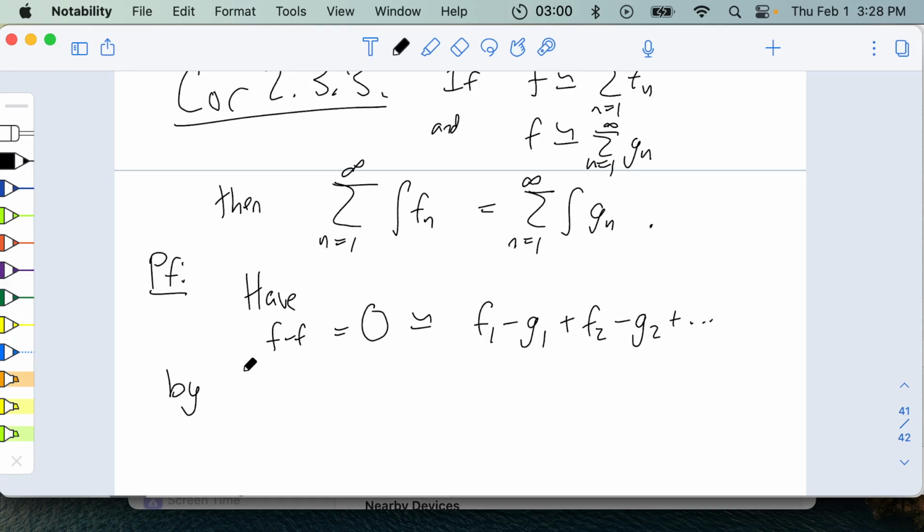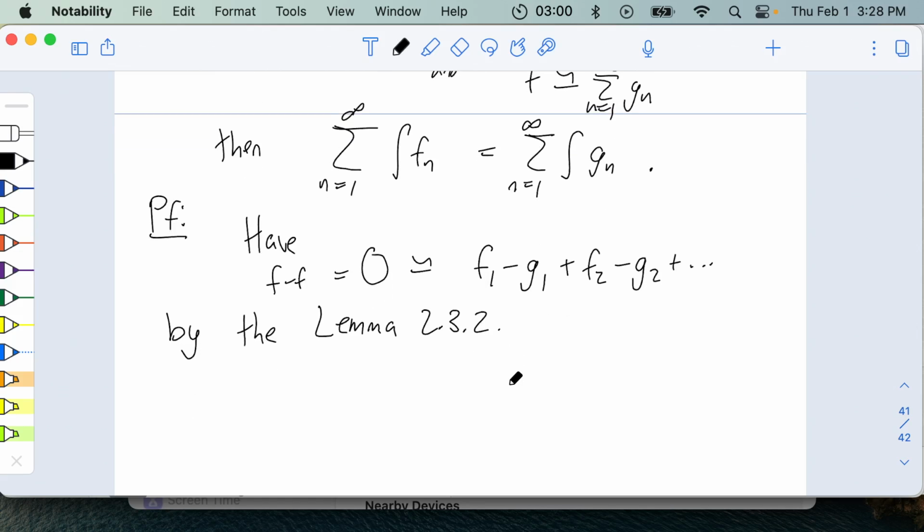By the lemma, 2.3.2. Lemma 2.3.2 said, if you have a sequence that is bigger than 0, then the integrals are bigger than 0. Well, this is a sequence that is exactly 0, so it's also going to be bigger than or equal to 0. By Lemma 2.3.2, the integral of f1 minus the integral of g1 plus the integral of f2 minus the integral of g2 plus dot dot dot, this infinite sum will be greater than or equal to 0.